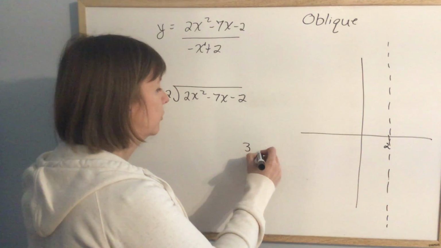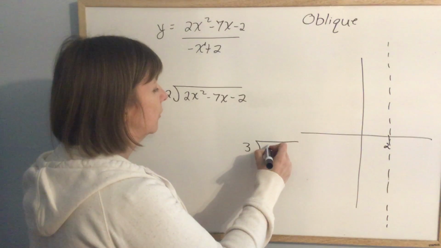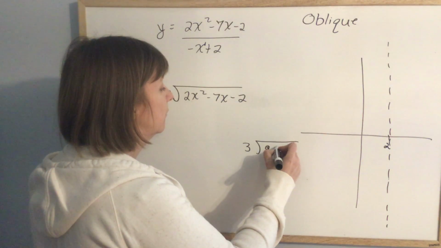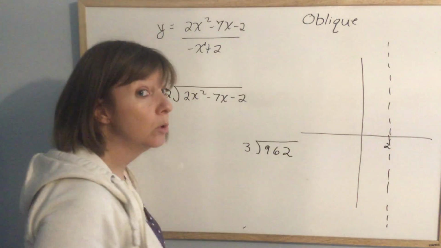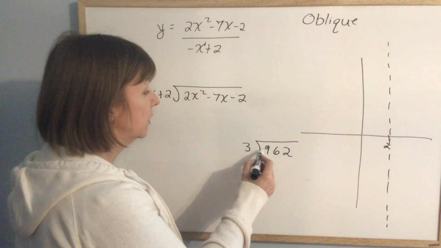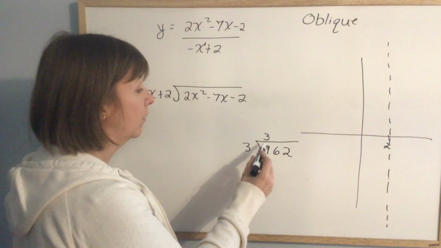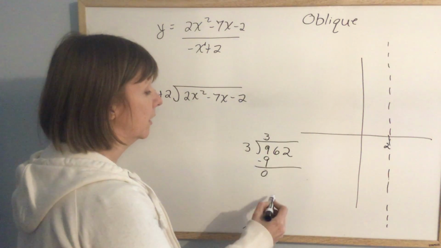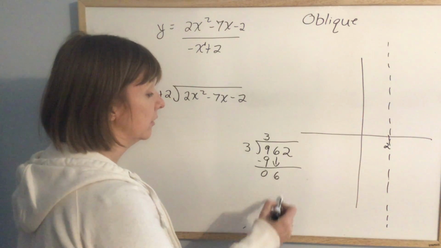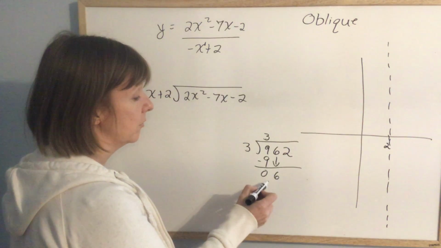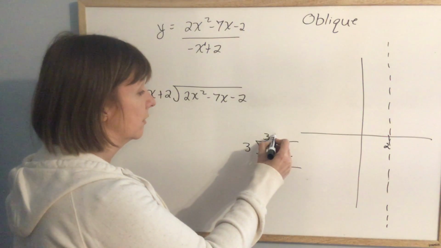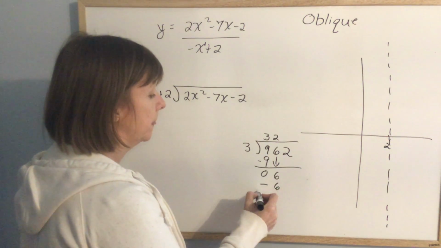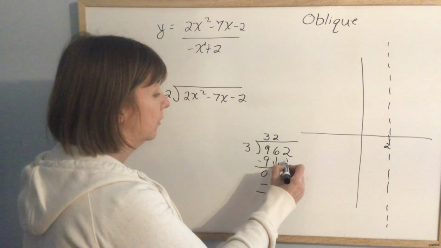If I said do 3 into, I don't know, 962, you would go 3 goes into 9 3 times. 3 times 3 is 9, and 9 take away 9 is 0, and you'd move down your 6. So now you have the number 6 there. 3 goes into 6 2 times. 2 times 3 is 6. 6 take away 6 is 0.